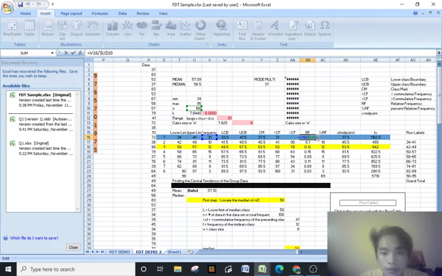So the RF, I get it by dividing the frequency by the number of data. So click enter.